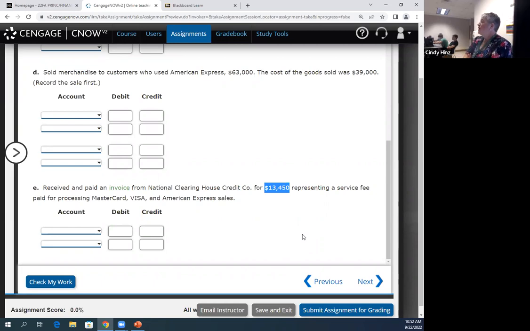So why would vendors, why would businesses accept credit cards rather than cash if it costs them more? Why would they do that? Yeah, exactly. So they accept it because they know, and this is true statistically, if you accept credit cards, people are more likely to buy from you and the average order size increases.